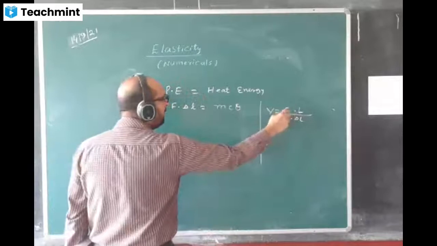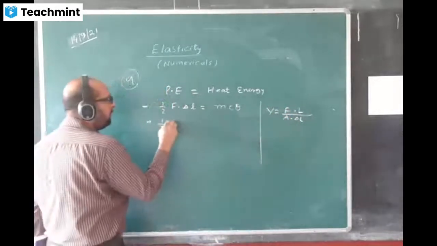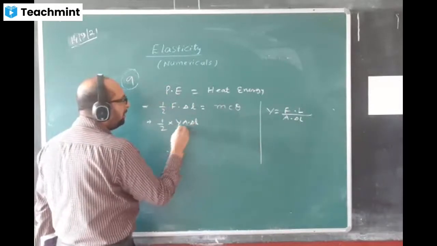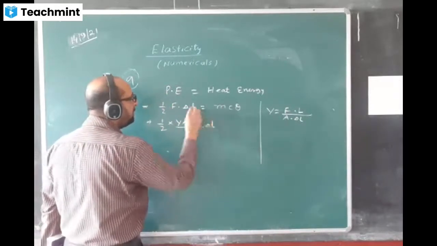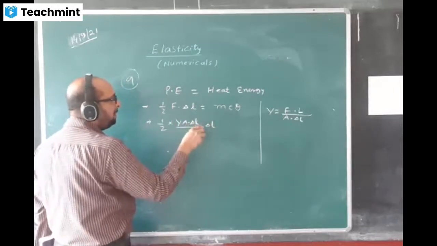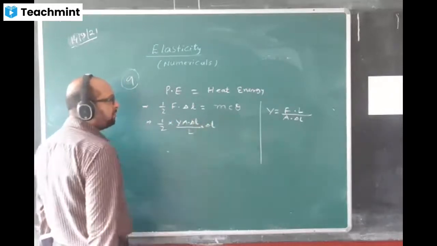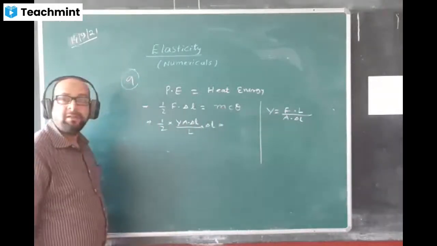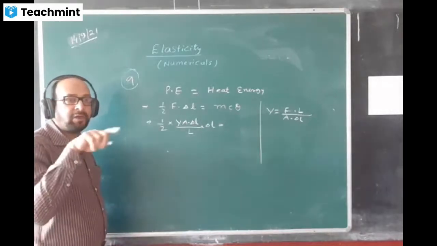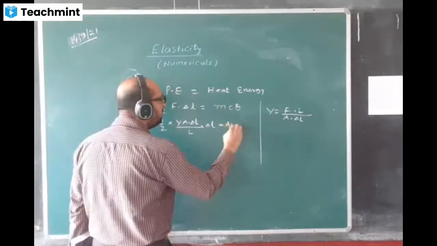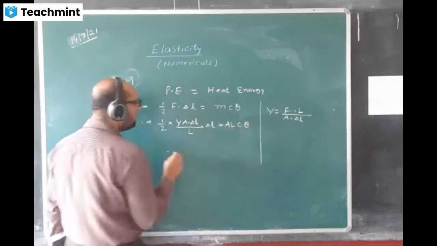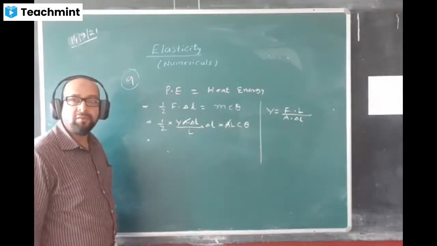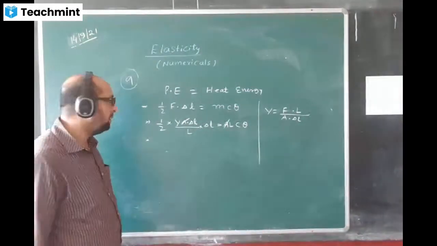So make F the subject of the formula; you will cross multiply. Now in half F delta L, I'll put F as Y A delta L by L, into delta L. This is the value of F I have put from this equation. And they have given density, so I'll change mass: mass is equal to volume into density, and volume is equal to area of cross section into the length. Here I write area of cross section into the length L, c theta. This A cancels. That is why A is not given in the question; A is cancelling, so we do not need it.